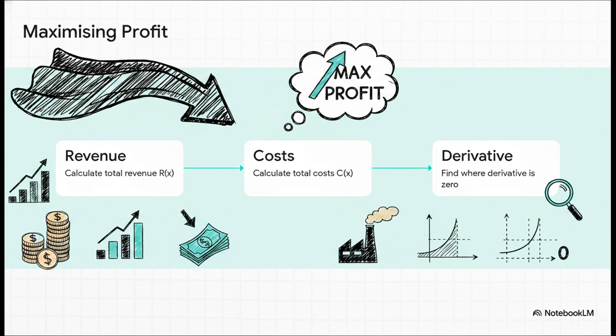First, calculate total revenue. Next, calculate total costs. Then, find the profit by just subtracting the two. But here is the real magic trick: taking the derivative of that profit function and finding exactly where it equals zero. In the wild world of calculus, that 0 point pinpoints the absolute highest peak of the profit curve.